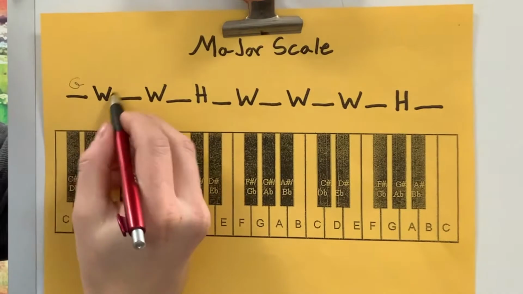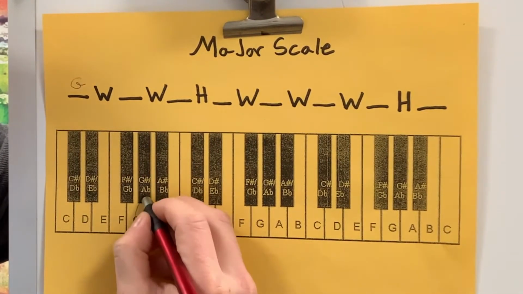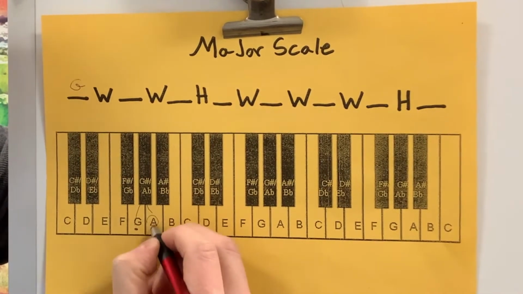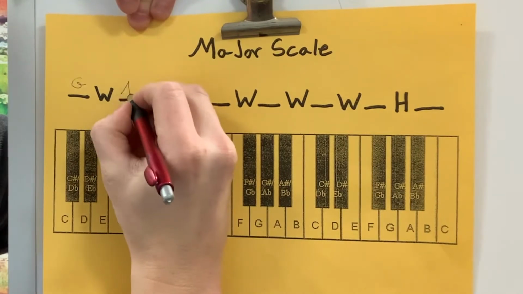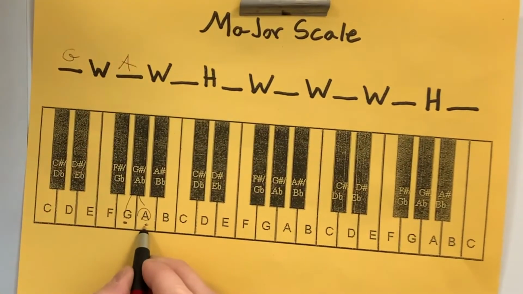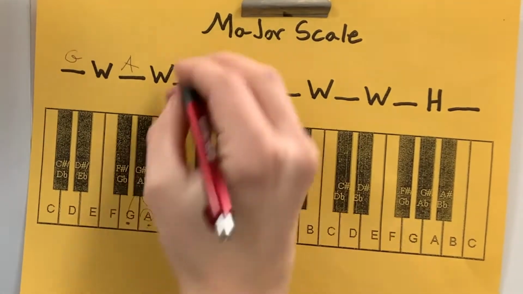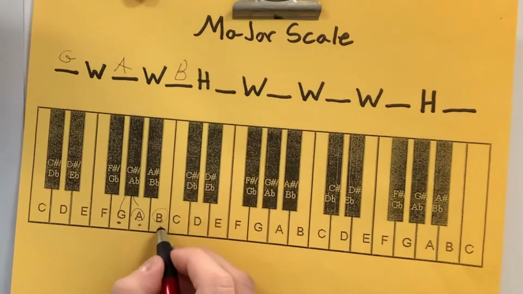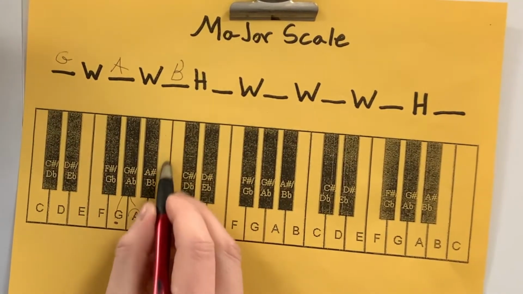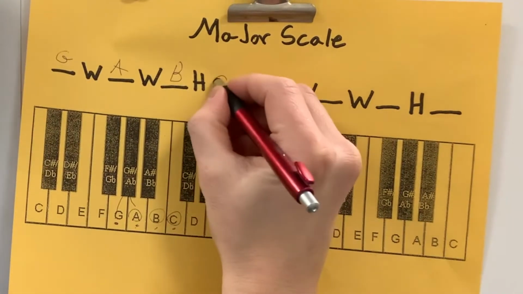Now we go a whole step. So you can even do this if you want. I'm going to go one note, one half step, another half step makes a whole, and I have A as my next note. We go a whole step from A. So think about it. Half plus a half is a whole, so that means B is our next note. Now we're going a half step from B. Can't be a black key, there's nothing there, so the very next note is C.